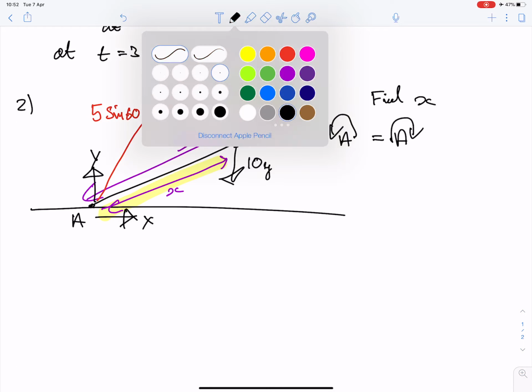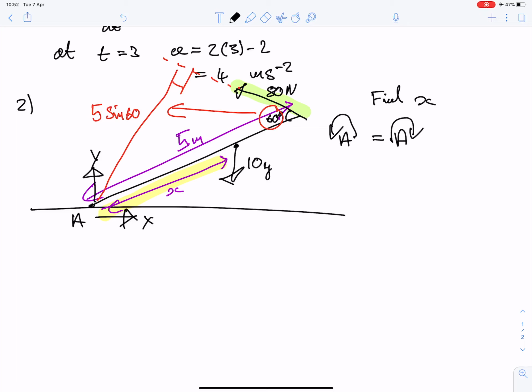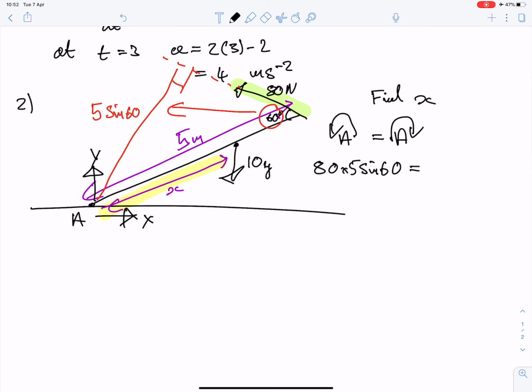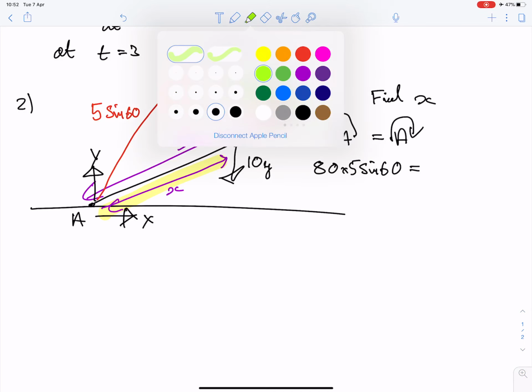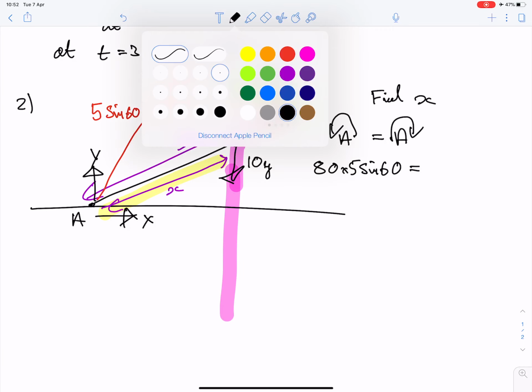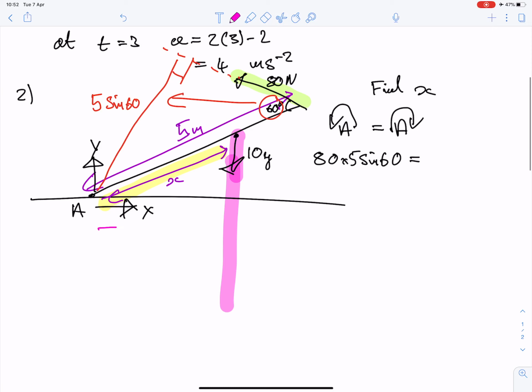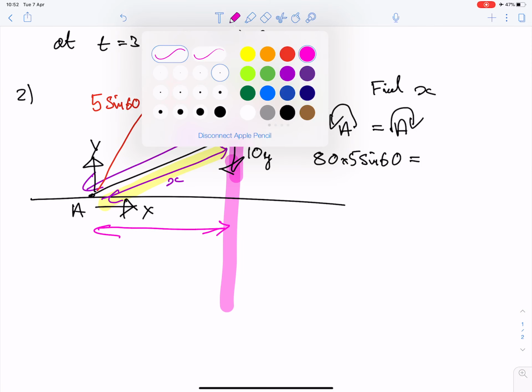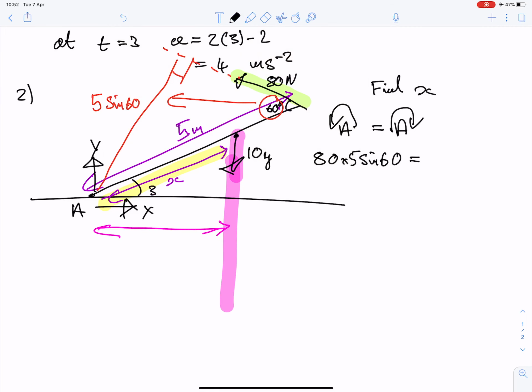So the moment due to the 80 newtons is going to be 80 times 5 sine of 60. Okay, now we've got to look at the forces which are having an effect in the clockwise direction. So that's this one here, the 10g. The distance to its line of action is going to be here. And this angle, oh, I forgot to define in the question. So let's say this angle here is 30 degrees.